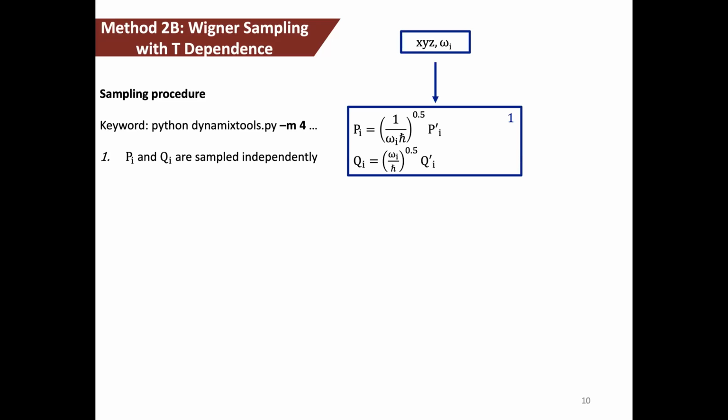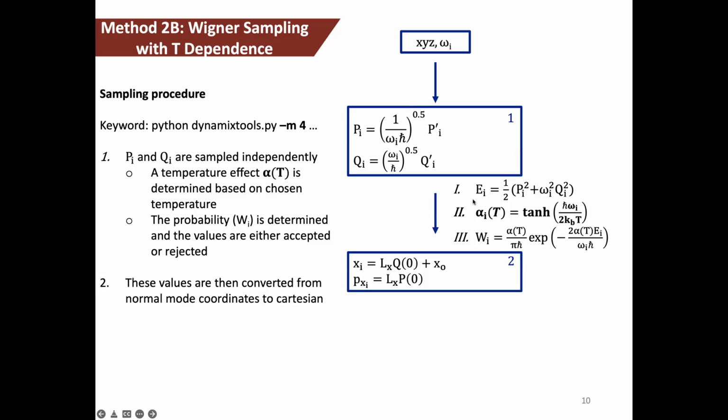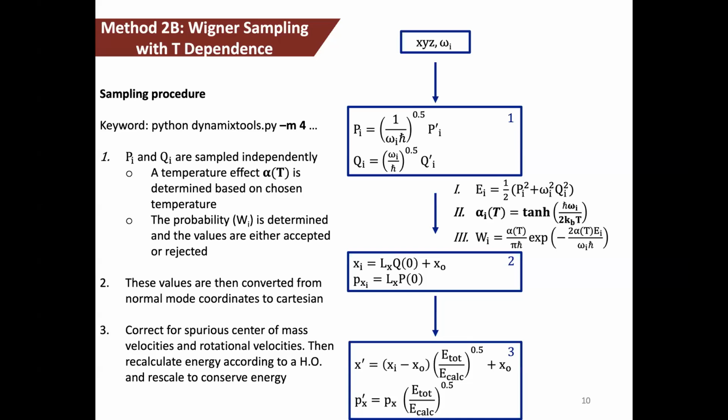And then the last one is Wigner sampling with temperature dependence. Again, it's pretty much the same thing. You sample P and Q independently, and then there's this alpha TF term, which gives you your temperature dependence. This was solved analytically by Wigner back in 1984. Then you calculate the probability from your positions and your momentum, and if it's greater than a cutoff, then you accept it, you move forward, you convert to Cartesian coordinates, you subtract out the center of mass motion, rescale the positions and the momenta, and then you run dynamics.